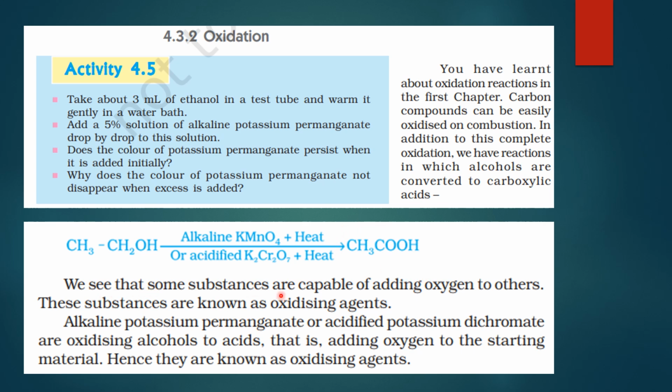Now, we see that some substances are capable of adding oxygen to others. These substances are known as oxidizing agents. So here our alkaline potassium permanganate or acidified potassium dichromate, what are these? These are oxidizing agents because they help in converting ethanol to ethanoic acid by adding oxygen, right? So we take alkaline potassium permanganate or acidified potassium dichromate.